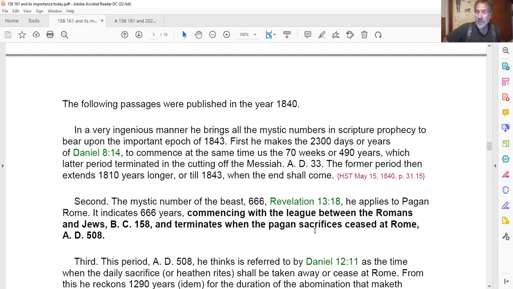In a very ingenious manner, Miller brings all the mystic numbers in scripture prophecy to bear upon the important epoch of 1843. First, he makes the 2300 days or years of Daniel 8:14 to commence at the same time as the 70 weeks or 490 years, which latter period terminated in the cutting off of the Messiah, AD 33. The former period then extends 1,810 years longer, or until 1843, when the end shall come.